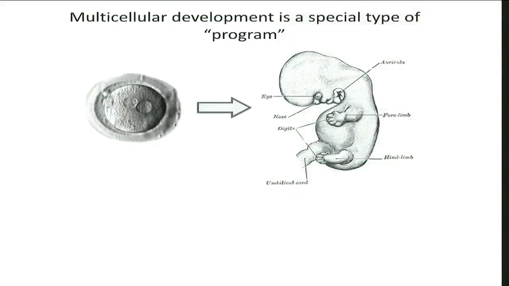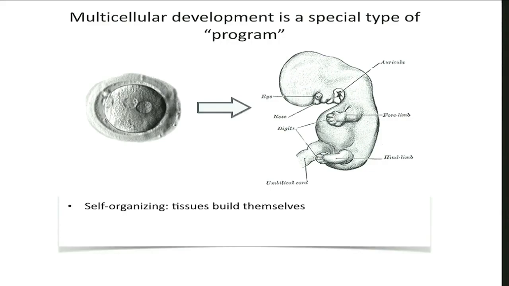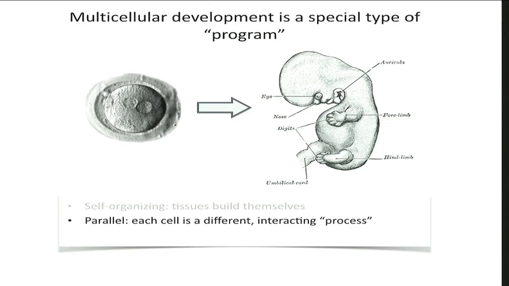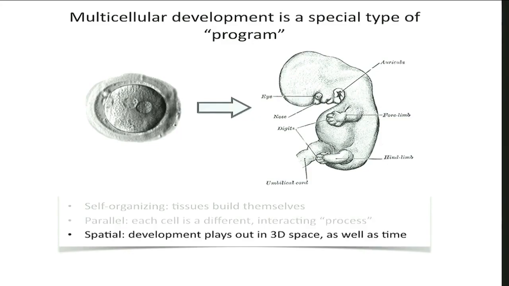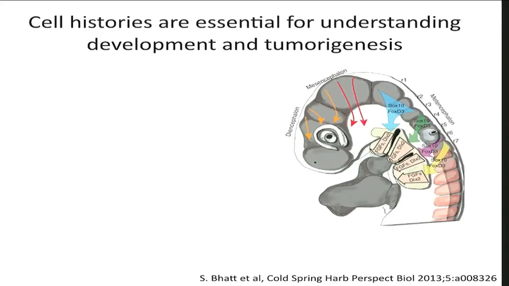And I think the inspiration for this is this basic question we have, which is, how does development work? And if you think about it, development is the most amazing program you can think about. It's very special in many ways. For one thing, it's a self-organizing program. These tissues are patterning themselves. It's something that's going on in parallel in many cells at the same time while those cells are proliferating. And it's very spatial, so it takes place not only in time, but also in space. So this is why it's so amazing.